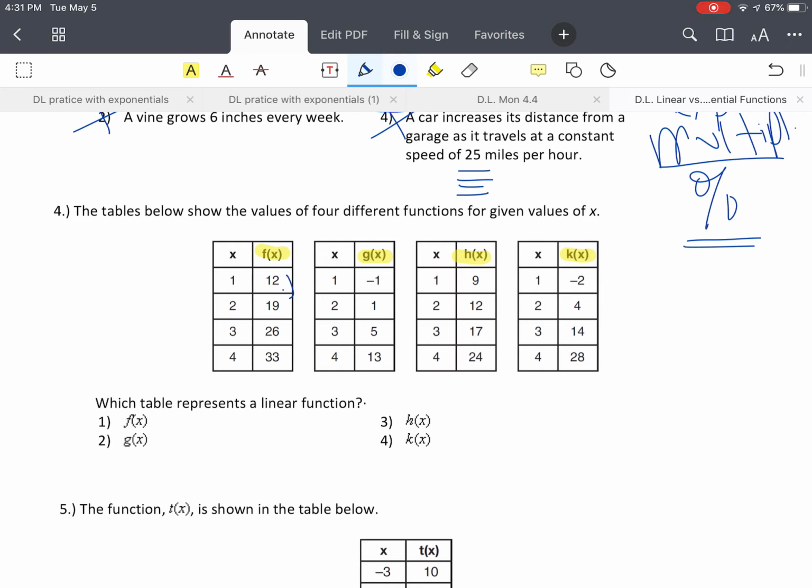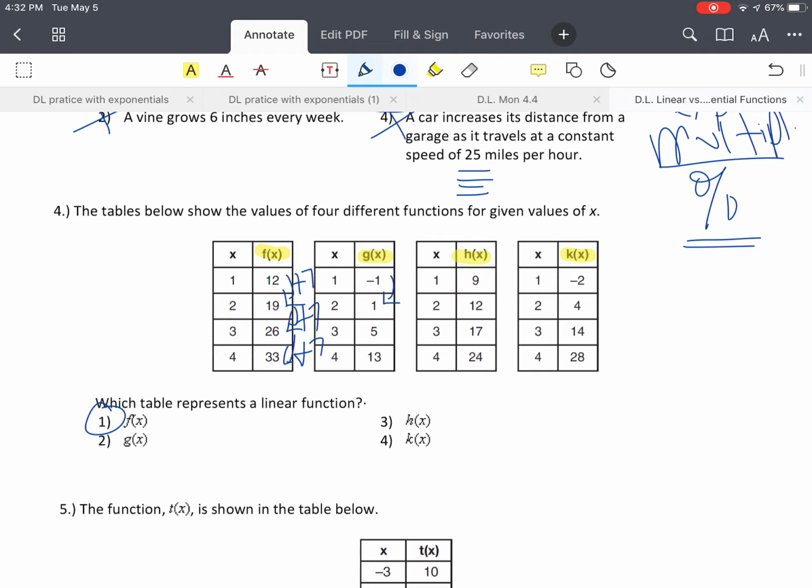So let's just try each choice. 12 plus what is 19? If you're not sure, do 19 minus 12, and that is 7. So then is 19 plus 7 26? Try it out on your calculator. Is 19 plus 7 26? It is. Is 26 plus 7 33? It is. So actually, we found our answer right away. But let's just make sure so we could see why the other ones aren't.